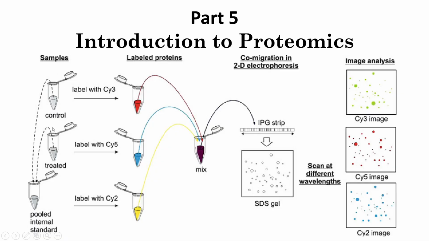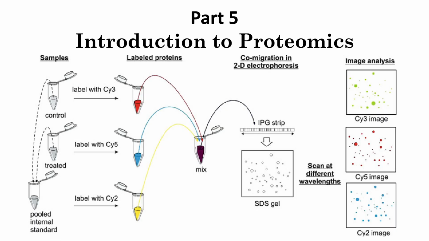wherein your samples, the control as well as the treated one, will be labeled with different dyes, and you can mix all of these together, run an isoelectric focusing experiment with an IPG strip, and use those separated proteins and run them on an SDS gel. And when you are visualizing these proteins, you visualize depending upon the dye, so those will be visualized at a specific wavelength.